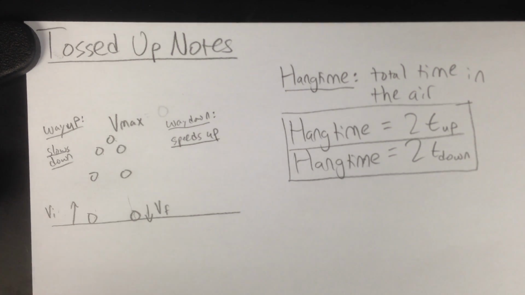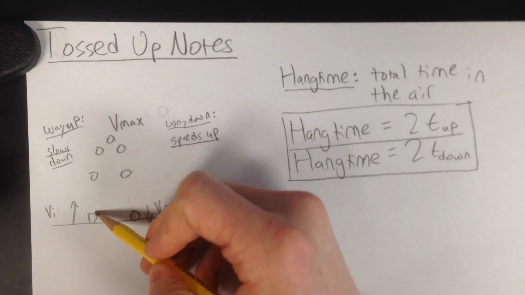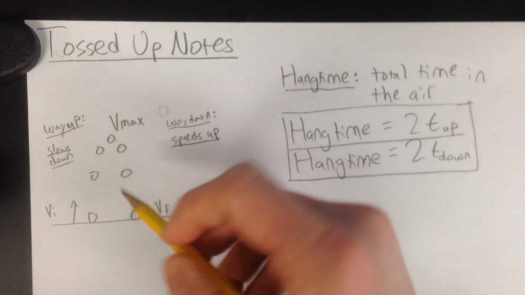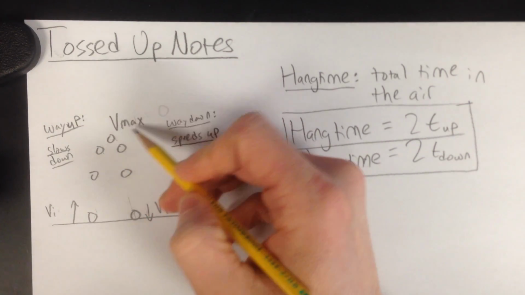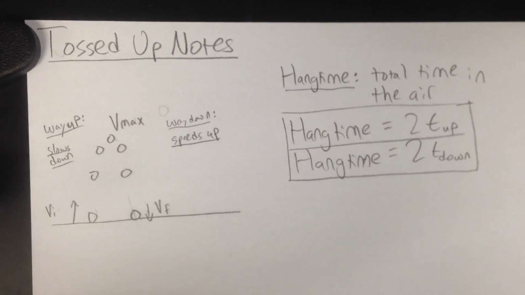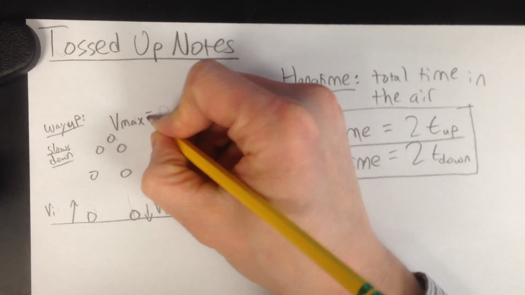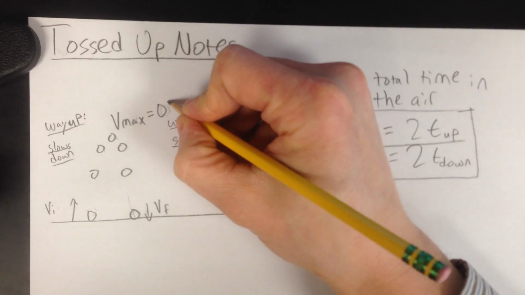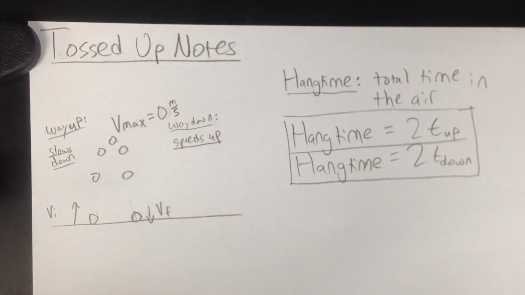What else did we look into? Well, if the object slows down on its way up and speeds up on its way down, what do we know about its maximum height? What do we know about how fast it's moving right there? We know that at its maximum height, for a moment, not even a period of time, just a moment in time, it doesn't have a speed. So at its maximum height, the velocity of a projectile is 0. Okay.